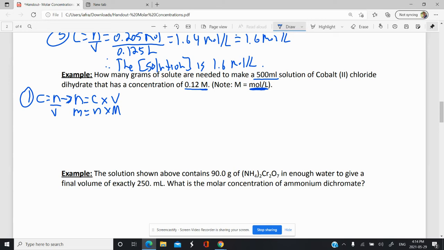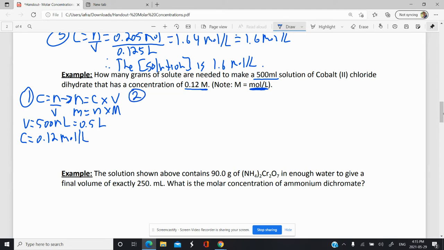That's our step one. Let's write out also what we have. So we have our volume is 500 milliliters. It's only one sig fig, which is equal to 0.5 liters because we want to have it in liters. And we're actually given our concentration this time. Concentration is 0.12 moles per liter, or molar.